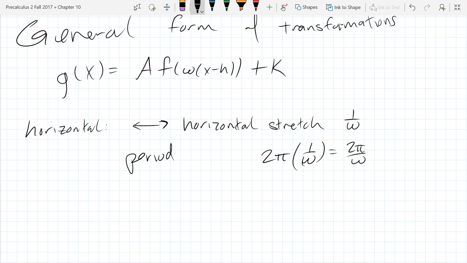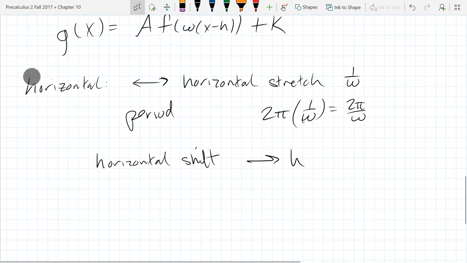And then we have a horizontal shift. And this shift is going to go to the right, h. Now, it looks like in the general form that it's a minus. So if it looks negative, you're going to shift in the positive direction. And if it looks positive, you're going to shift in the negative or to the left. So all the horizontals are going to be the opposite of what they appear to be. So those are the two horizontal transformations.